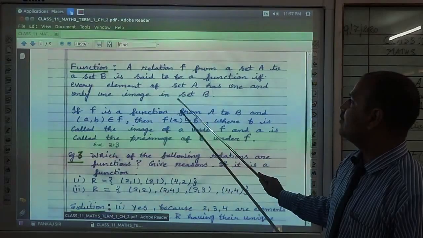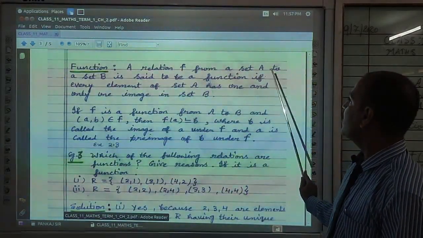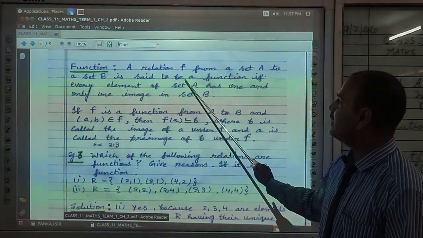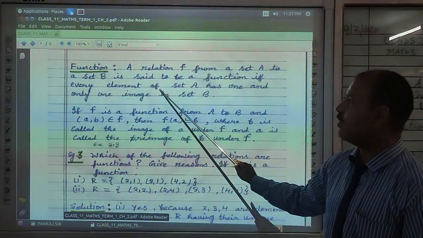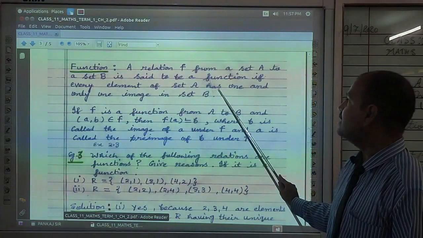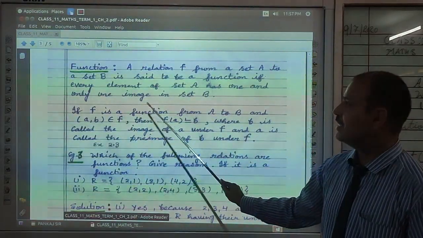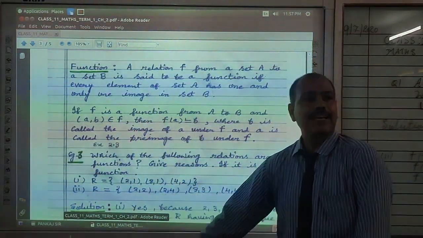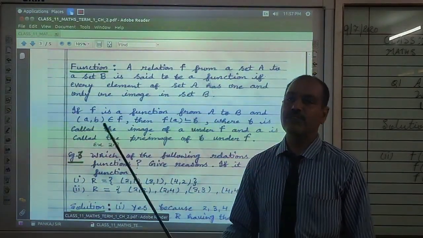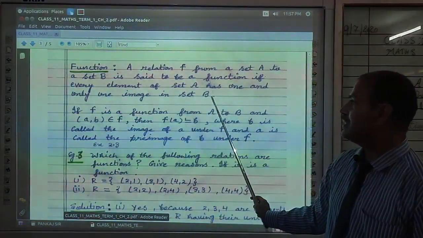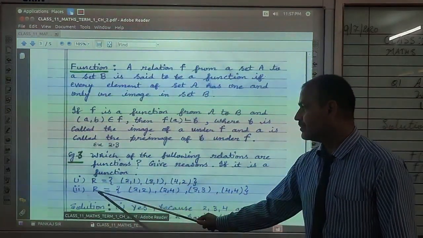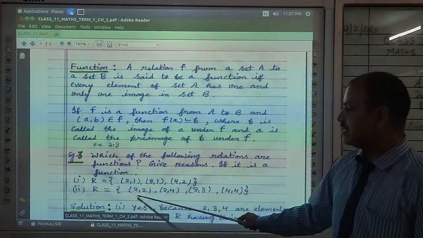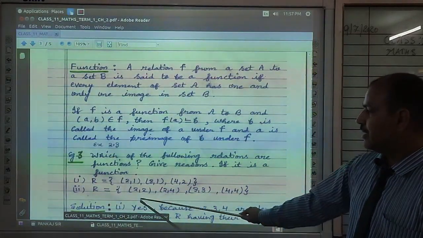If you have to check the function, a relation f from a set A to a set B is said to be a function if every element of set A has one and only one image in set B. Every element of set A has only one image in set B. So, for example, look here. We have to find whether this is a function or not.